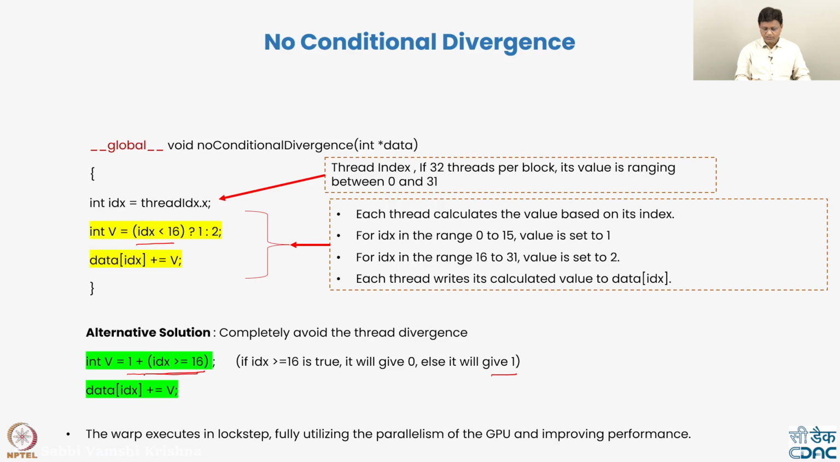So, just look at this condition. If IDX is less than 16, the value of V is always 1. If my IDX is greater than 16, then the value of V is always 2, and I am adding this to my data array. And this restructuring of the if else logic is completely avoiding the thread divergence. In this manner, the warp executes in a full lockstep fashion, fully utilizing the parallelization of the GPU and improving the performance.